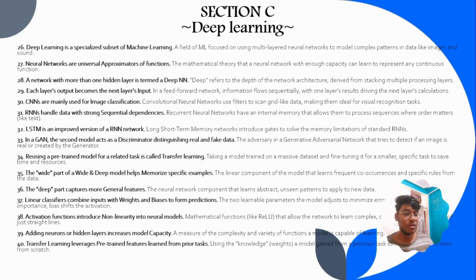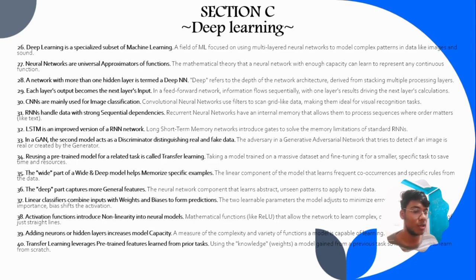Moving to question 28, we look at a structure. A basic network has an input, an output, and maybe one processing layer in the middle. But what if the problem is really hard? Then we stack more and more layers in the middle to solve complex problems. The word deep literally just refers to this stack of layers, where a network with more than one hidden layer is termed deep.